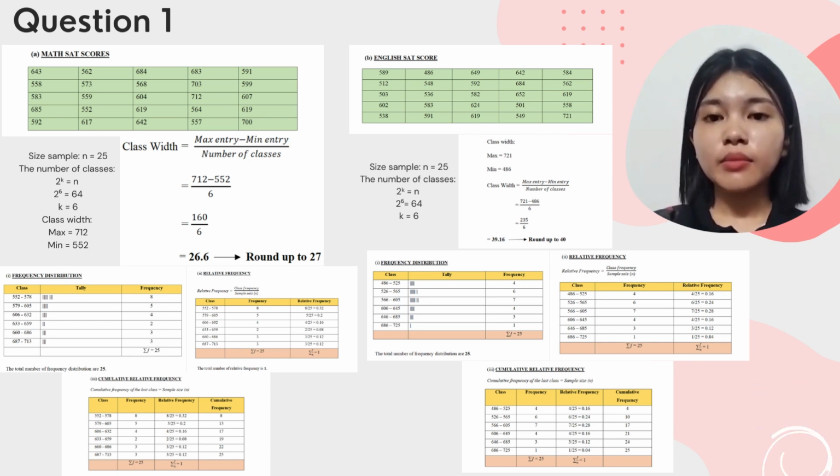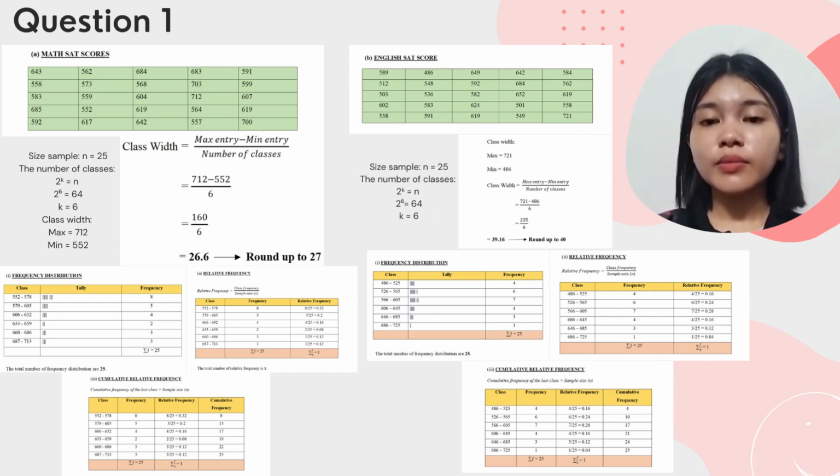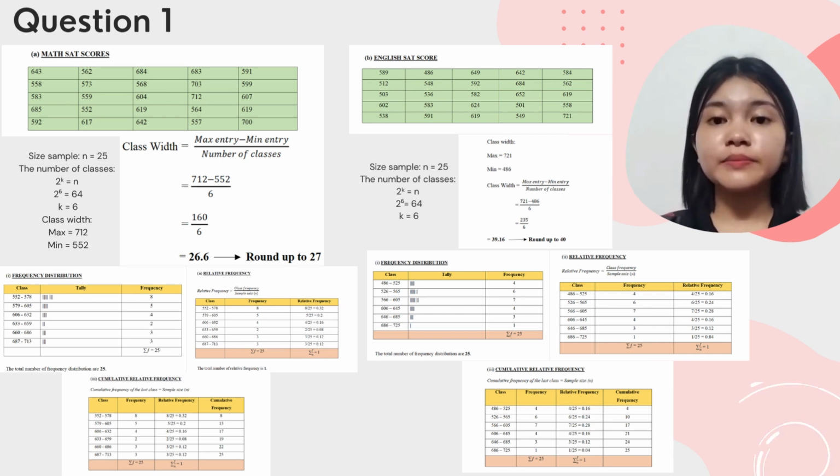After that, make a tally mark for each data entry in the provided class. The number of tally marks for a class is the frequency for that class. The relative frequency is the portion or percentage of the data that falls in that class. To find the relative frequency, use the formula: class frequency divided by sample size. The cumulative frequency of a class is the sum of the frequency for the class and all previous classes.